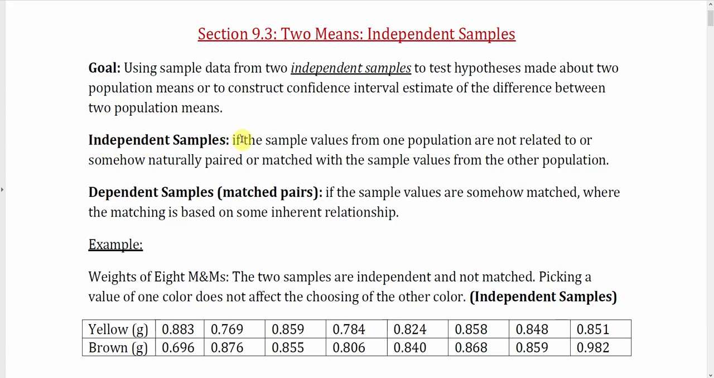Samples are independent if the sample values from one population are not related or somehow naturally paired or matched with the sample values from the other population. And for the dependent samples, or matched pairs, the sample values are somehow matched, where the matching is based on some inherent relationship.